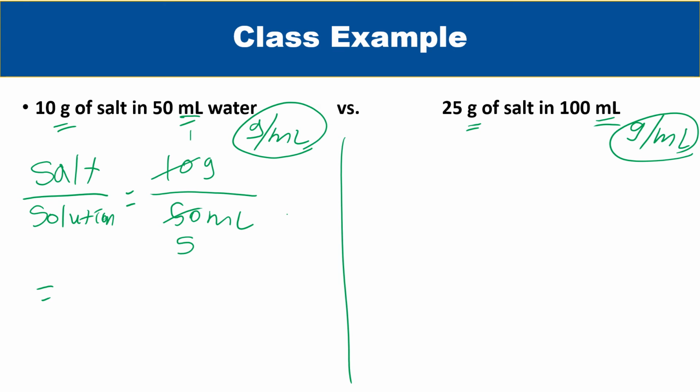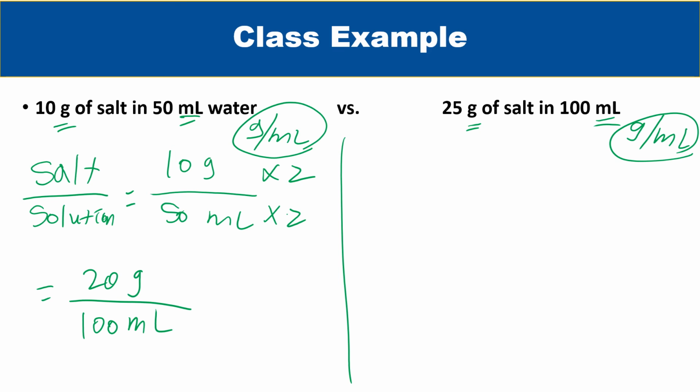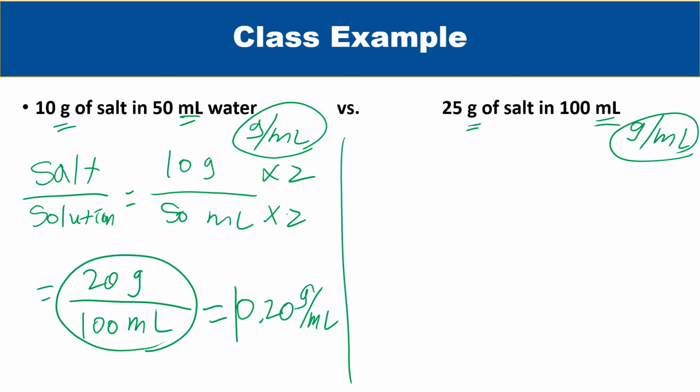Actually, even easier. Sorry, I just changed my mind while I'm teaching. I'm going to multiply both by 2. I wonder if people know why I am multiplying by 2 instead of dividing. Why do you think I'm multiplying by 2? Because 50 multiplied by 2 is 100 ml, am I right? 10 times 2 is 20 grams. 20 over 100 is 0.20. That is my concentration. And you will know why I chose 100 ml. The reason is it's an easy match with the other one.